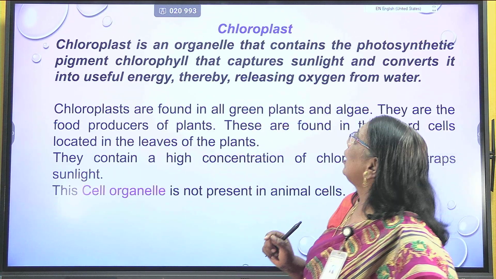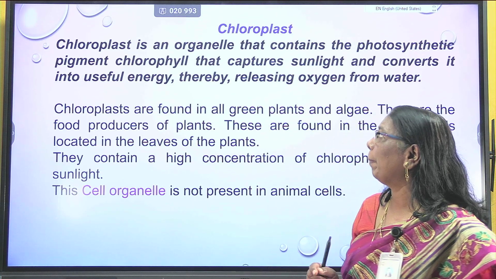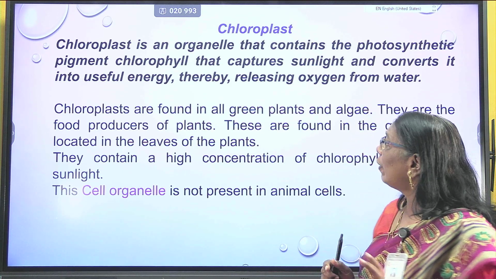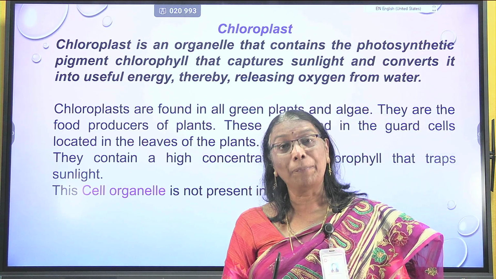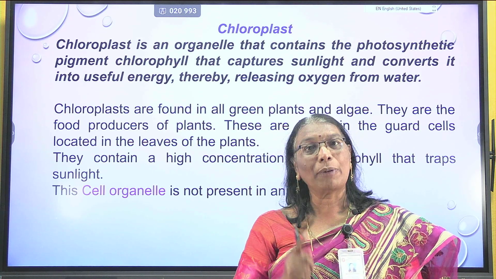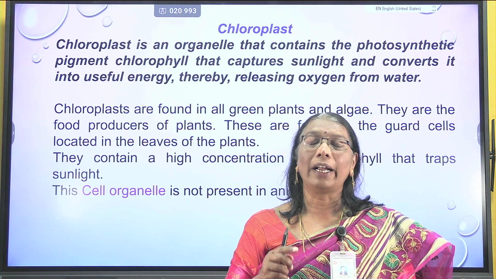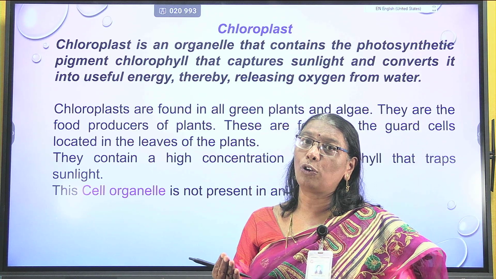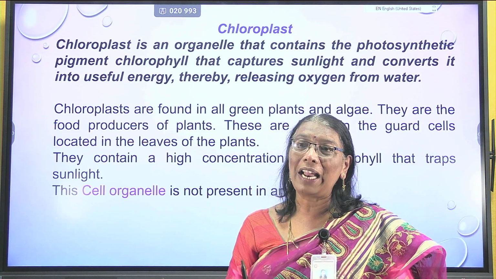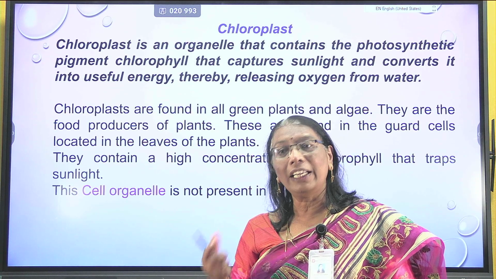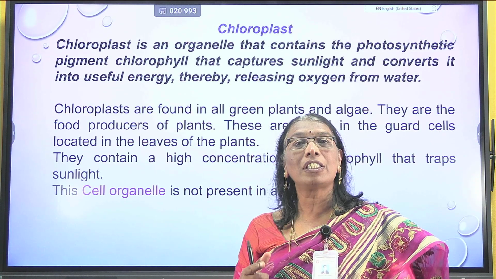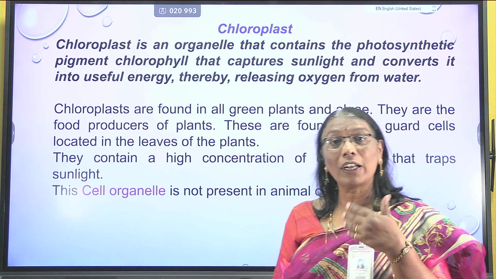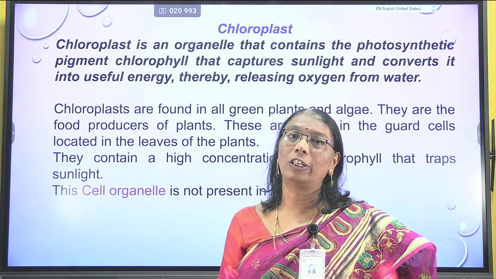Chloroplast is an organelle that contains the photosynthetic pigment chlorophyll, which captures sunlight and converts it into usable energy. In this process, atmospheric carbon dioxide and water molecules are used, and it releases oxygen molecules on this earth. Therefore, along with green plants, the green algae present in water also play an important role in the process of photosynthesis for releasing oxygen on the earth.